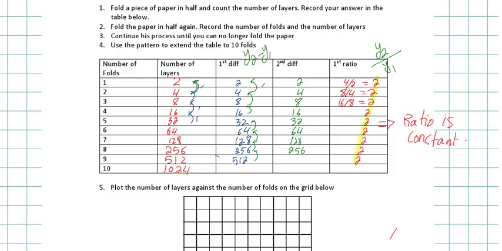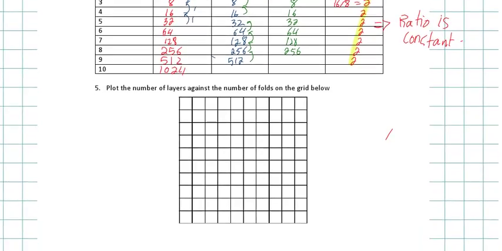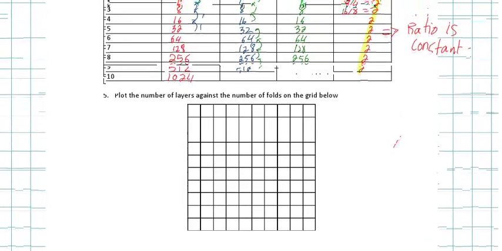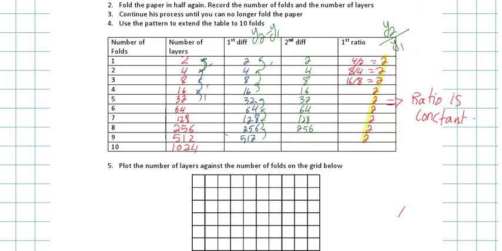Okay, so we're going to have to plot the number of layers. The constant ratio, what is that called? So it's called exponential. So therefore the function is exponential.